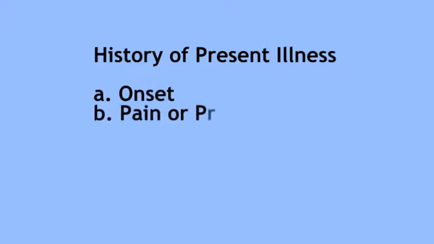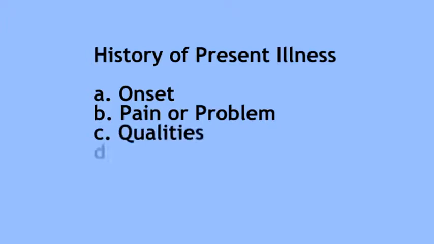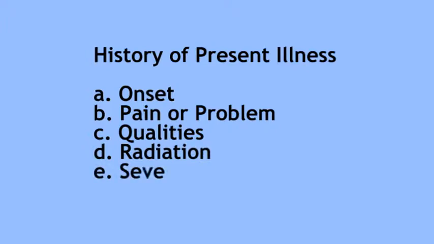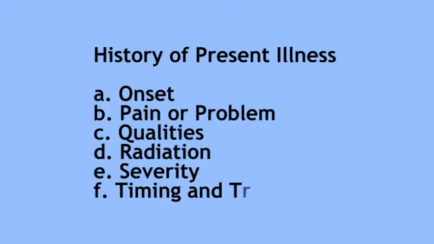OPQRST. So O is for onset, when did the problem begin? P is for pain, if there's pain involved. Q, what is the quality of the pain? Is it a dull, aching, or sharp stabbing type pain? R is for radiation. Does the pain travel anywhere? Does it radiate down the leg or into the neck or down the left arm? S is for severity. Would you describe it as mild, moderate, or severe?